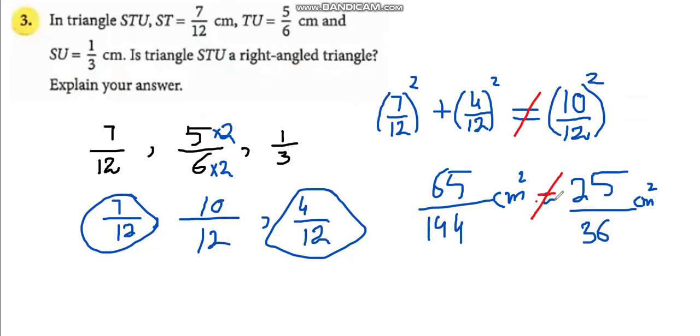We can also cross this equal sign and mention here that the triangle is not a right angle triangle.